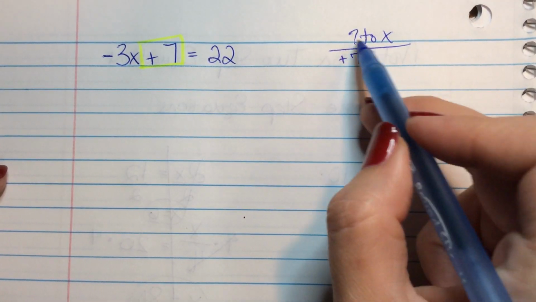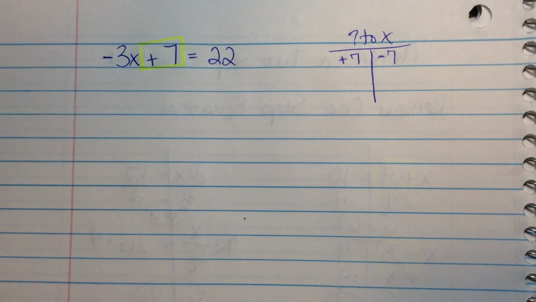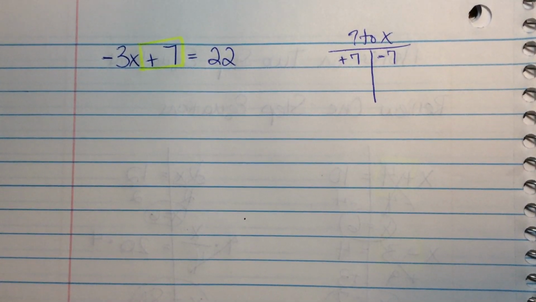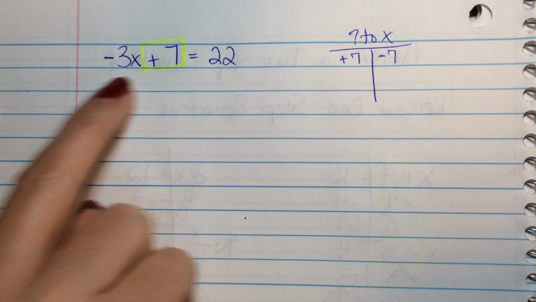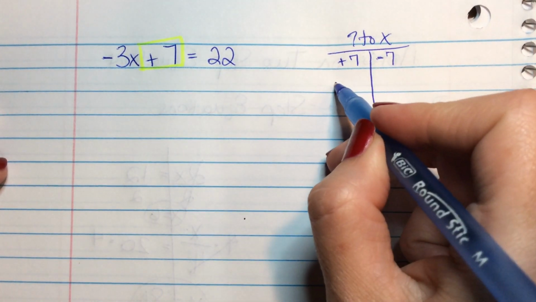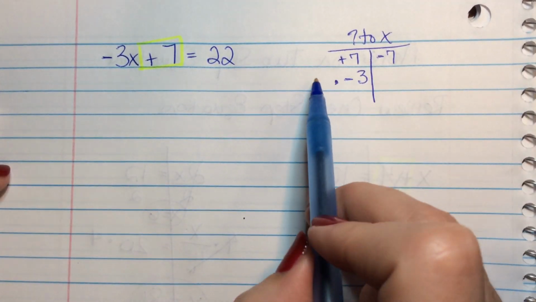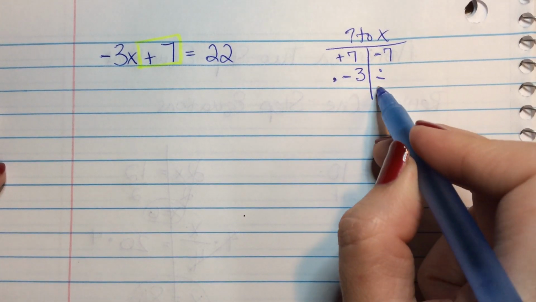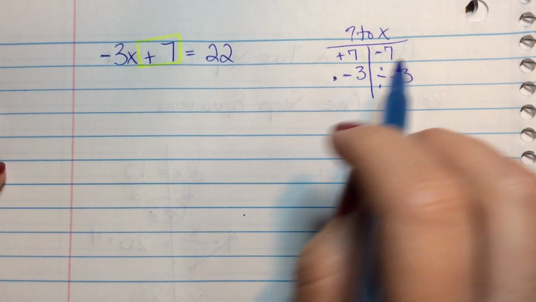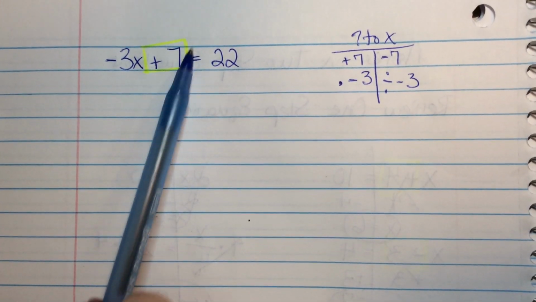So the opposite of adding 7 will be subtracting 7. And another thing that's happening to it is that the negative 3 is being multiplied by the x. So x is being multiplied by negative 3. So the opposite of multiplying by negative 3 would be dividing by negative 3.